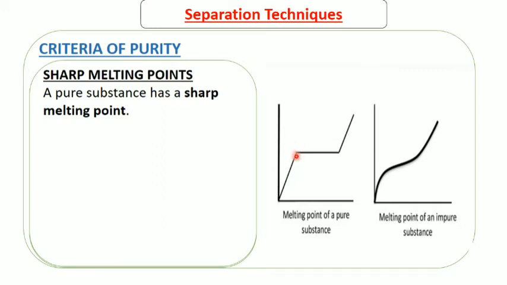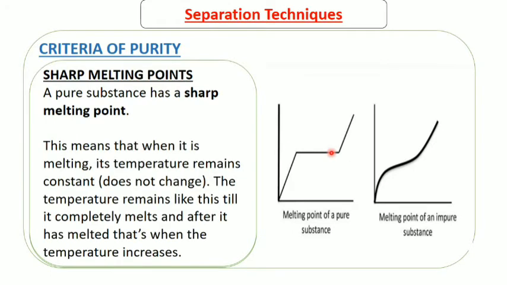It means at some point the temperature will remain constant till all the substance has melted. So in short, what I've just said is sharp melting point means that when it is melting, its temperature remains constant. Constant means does not change, by the way. The temperature remains like this till it completely melts, and after it has melted, that's when the temperature increases. So this is for a pure substance.